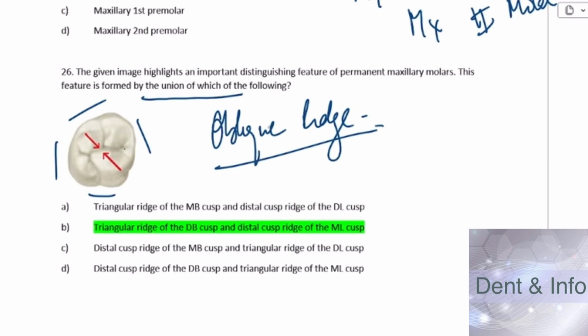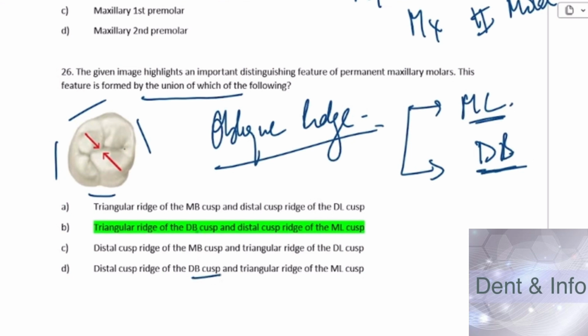How is the oblique ridge formed? We know that in simpler terms, it is like we have to take a flight from Malaysia to Dubai. Which component of Dubai, which component of Malaysia, they are also asking. If you simply see options B and D, distobuccal cusp, mesiolingual. It is the triangular ridge of the distobuccal cusp and the distal cusp ridge of the mesiolingual cusp. Okay, so the oblique ridge is formed by the distal cusp ridge of the mesiolingual cusp.